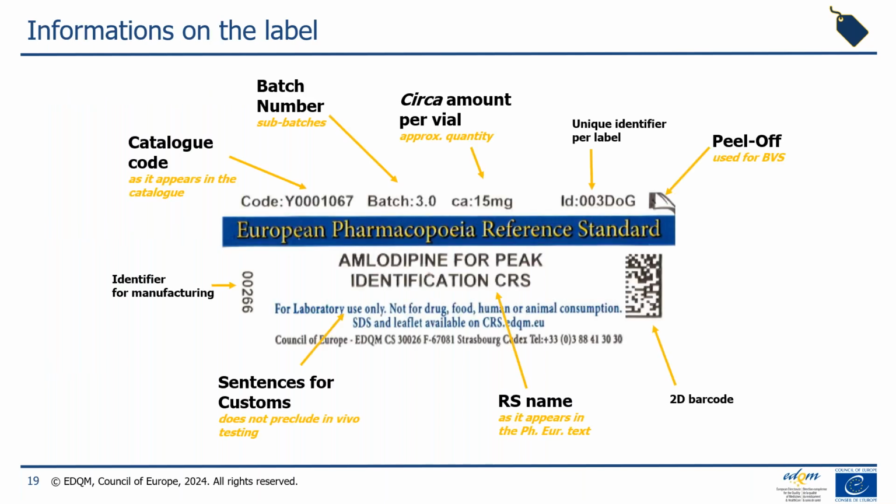So on the primary label, that's the one which is on the vial, you will find information such as the catalog code as it appears in the catalog, the batch number, and the sub-batches, the approximate quantity per vial. It's a peel-off label as well. You have a 2D barcode. You have the reference standard name in English as it appears in the European Pharmacopoeia text, and some sentences for customs.